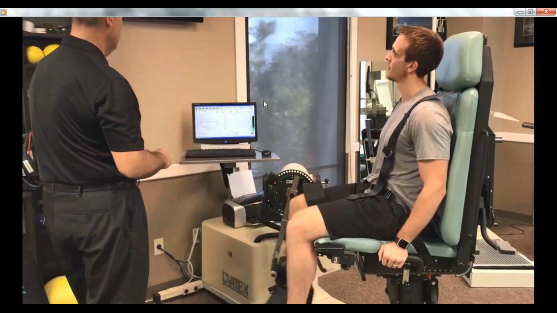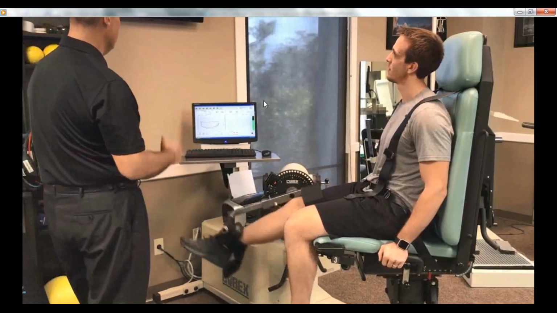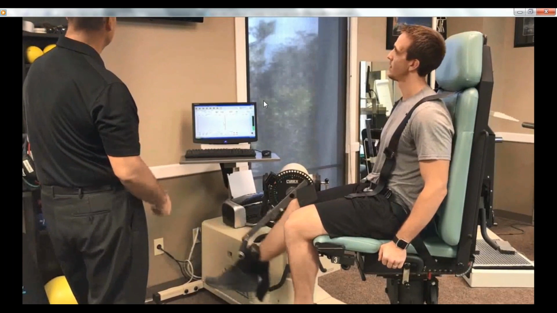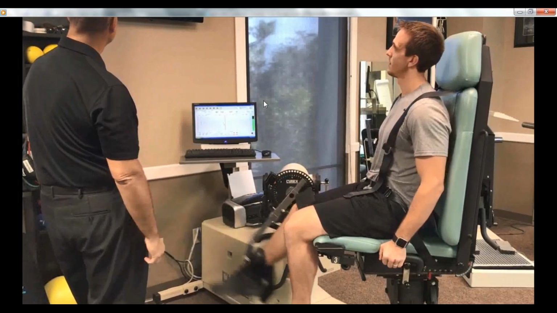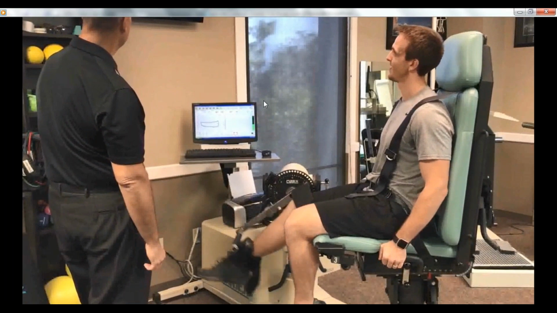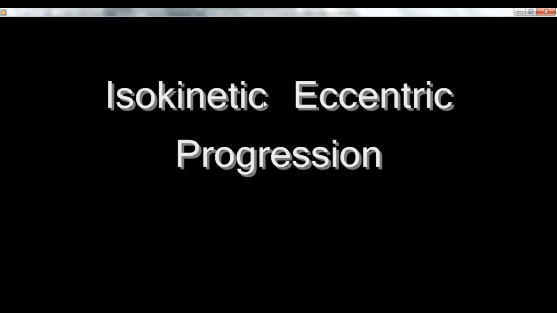Now this is Bradley. I believe the speed we have him exercising is 140 degrees per second here. Now he's actually doing both the concentric and the eccentric. It's a true isokinetic exercise, but we still have those speeds set the same.